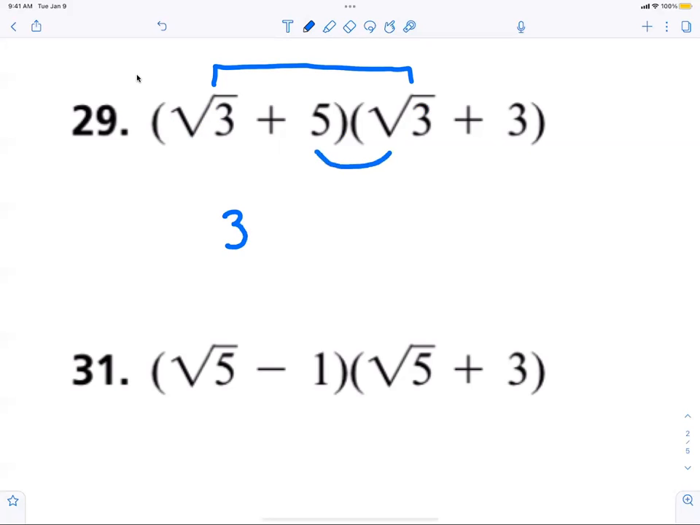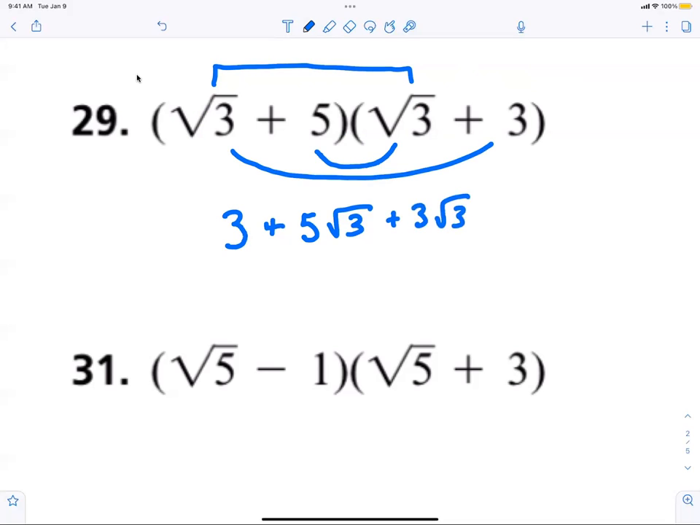Now we're doing the smiley face. This guy right here is how much? No. No. 5 radical 3. Thank you. Plus 5 radical 3. Now I'm doing the second smiley face. This guy way over here. What's that? Plus 3 radical 3. That's nice. And now these two things. What is that? 15. Come on, guys.